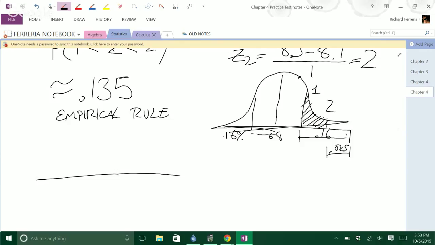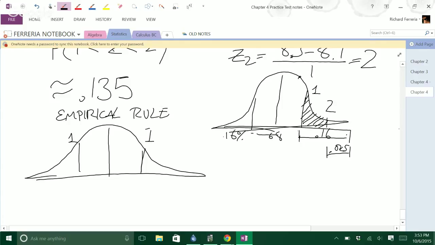Remember, the empirical rule tells me that for a mound-shaped distribution, at a z-score of 1, 68 is in between here and here, which means we have 34 and 34. And then we also have 16 and 16.